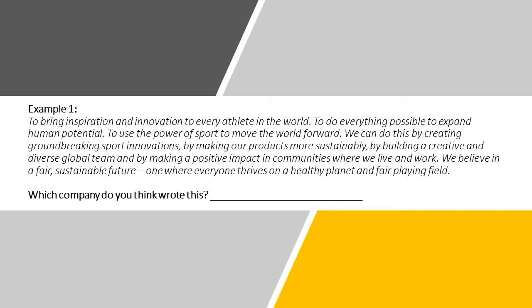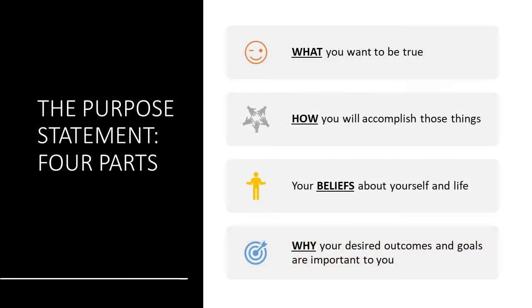Now we're going to go into the how. We can do this by creating groundbreaking sports innovation, by making our products more sustainable, by building a creative and diverse global team, and by making a positive impact in communities where we live and work. There's their how. We have their what at the beginning. It's the first 2-3 sentences, and then the how is found in the sentences that start with "we can do this by," all the way into where we live and work. Now, this is a personal purpose statement, so remember it's got 4 parts.